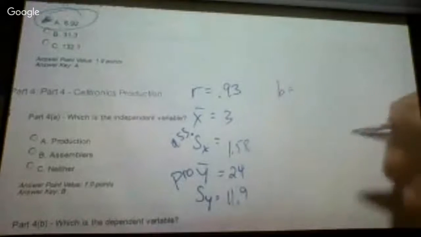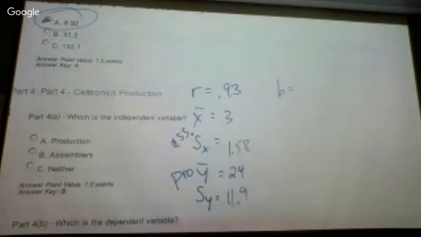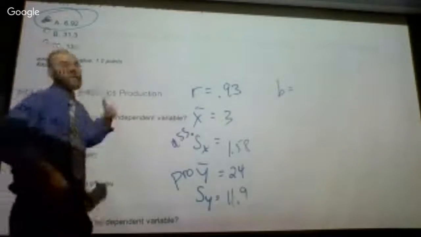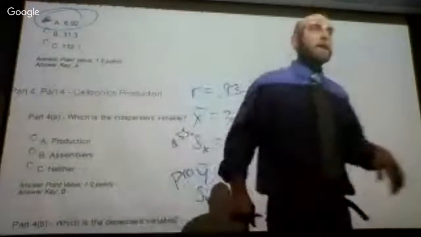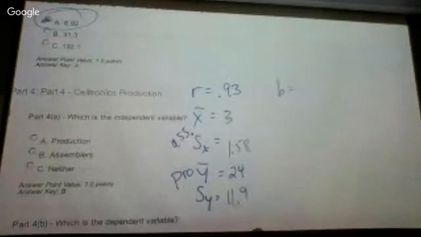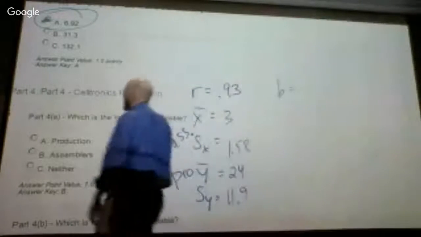B equals, what's the formula for B? You're responsible for B. R times S sub Y over S sub X. Yep. R times S sub Y over S sub X. Remember, it's Y over X. Change in Y over change in X. Rise over run. S sub Y over S sub X.